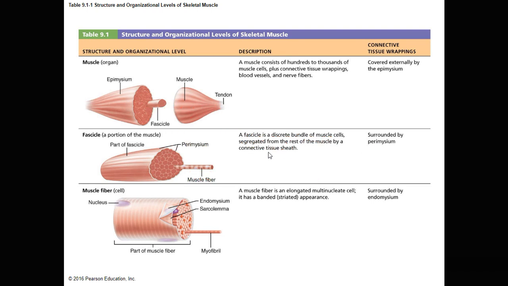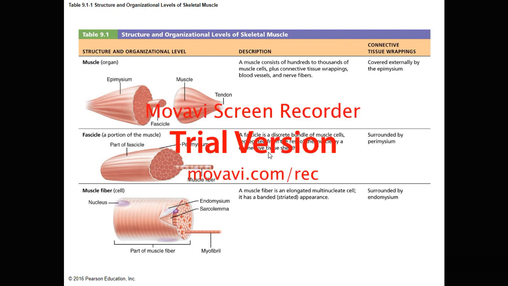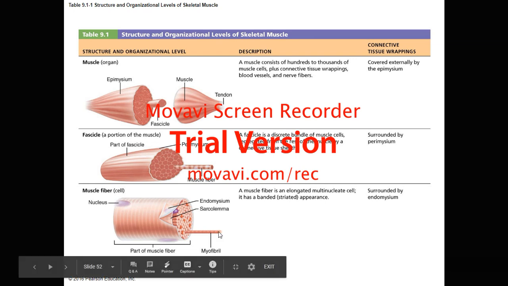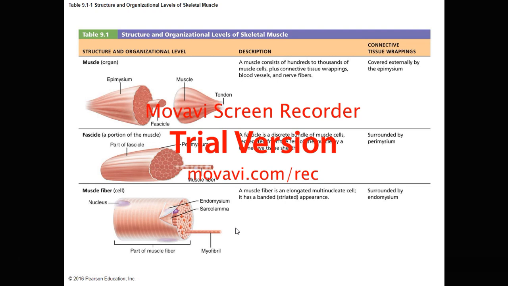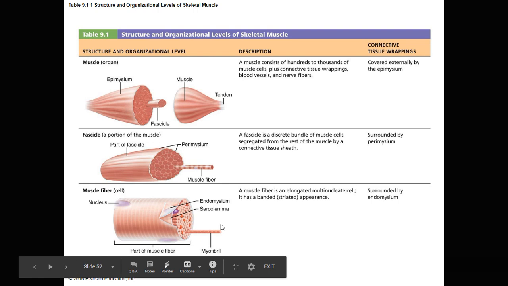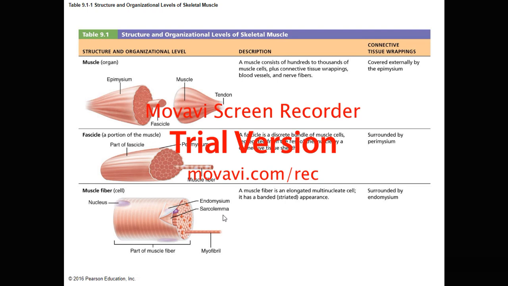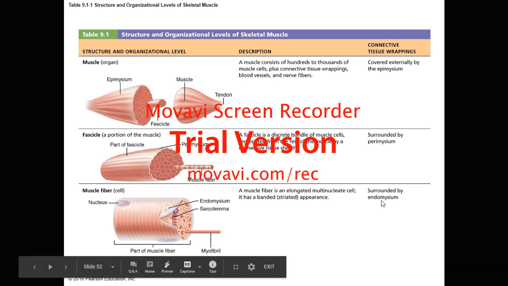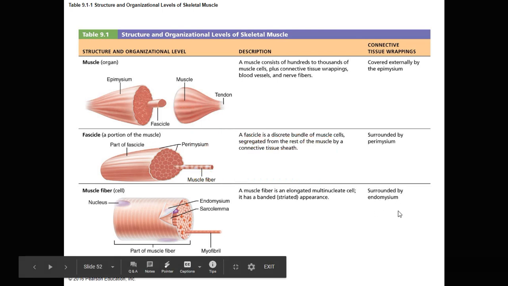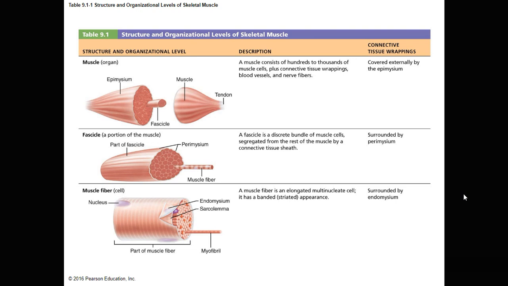And remember that muscle cells are called muscle fibers because they're elongated, they're long. And each muscle fiber, which is a muscle cell, has a complex organelle called the myofibril. It has hundreds of these myofibrils packed into the muscle cell. But each muscle cell, each muscle fiber, is surrounded by its own connective tissue sheath called the endomysium. And again, all these connective tissue sheaths are continuous with one another.